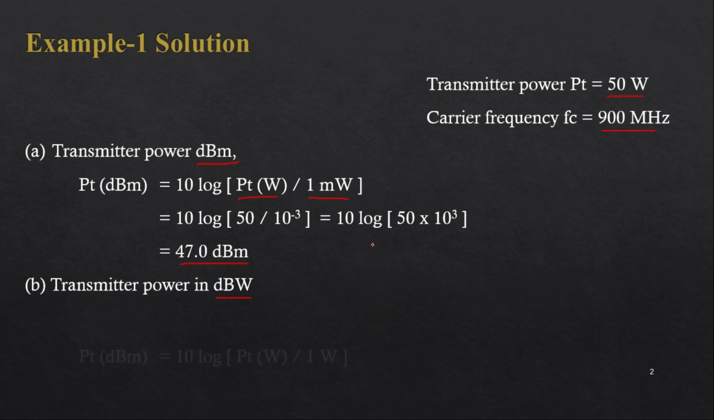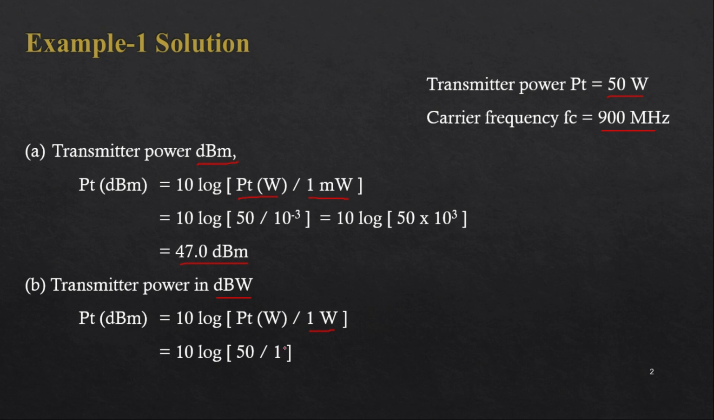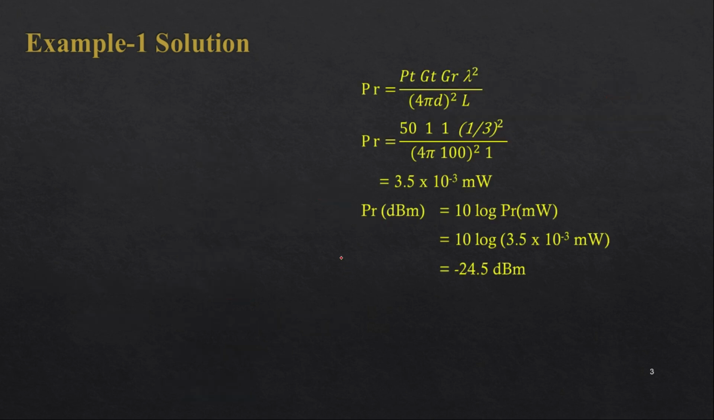Now the second thing is we need to calculate in dB watt. So simply we need to say 10 log PT in watt. It is not necessary to write the 1 watt. So 10 log 50 is 17 dB watt. So the first half is over. Now let us calculate the second part, that is the receive power in dBm.